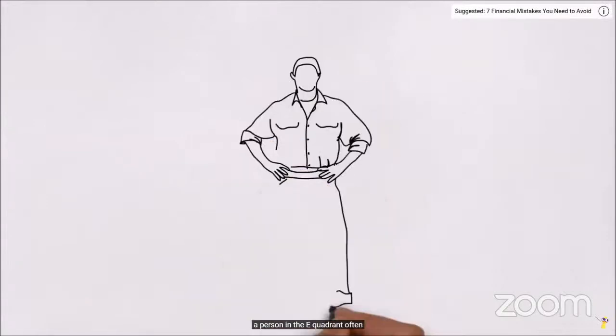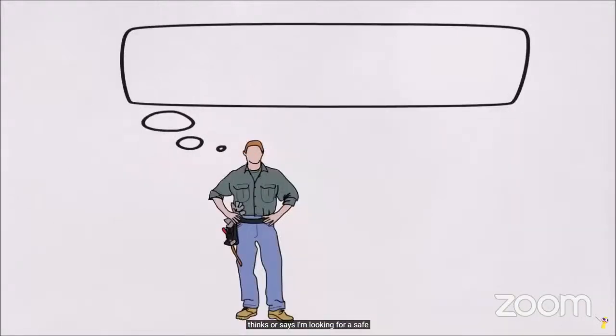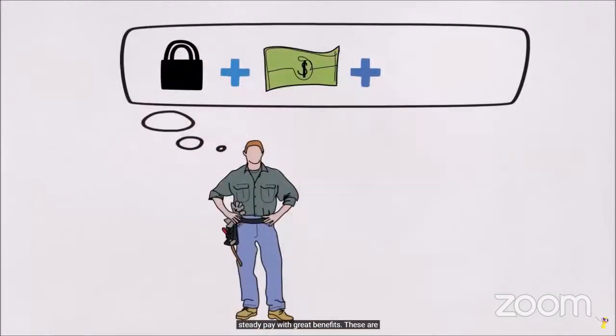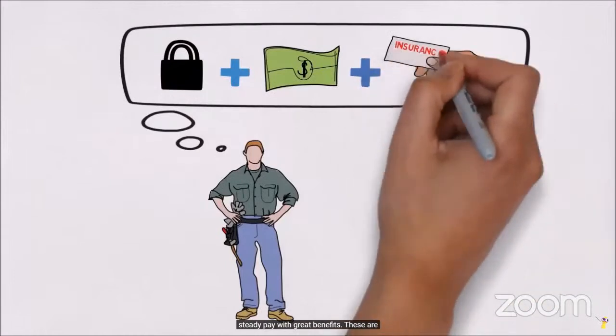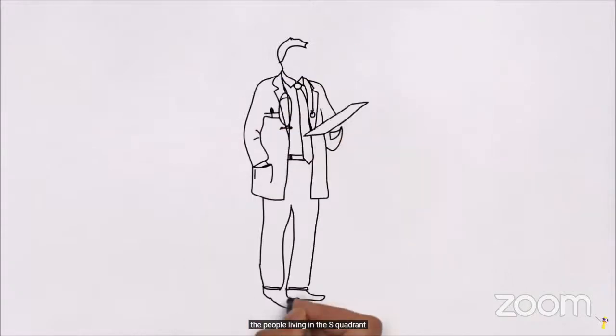Starting off, a person in the E quadrant often thinks or says, I'm looking for a safe and secure job with a pretty decent steady pay with great benefits. These are the things they value, but their biggest issue with this is they have to trade their own time for money. Now we go to the people living in the S quadrant.